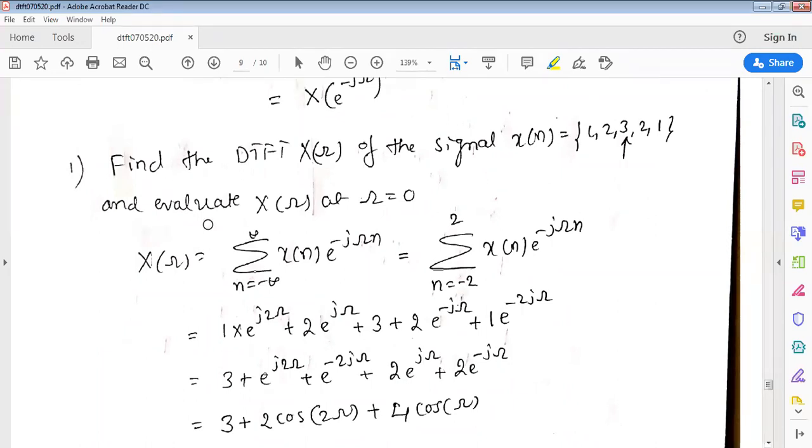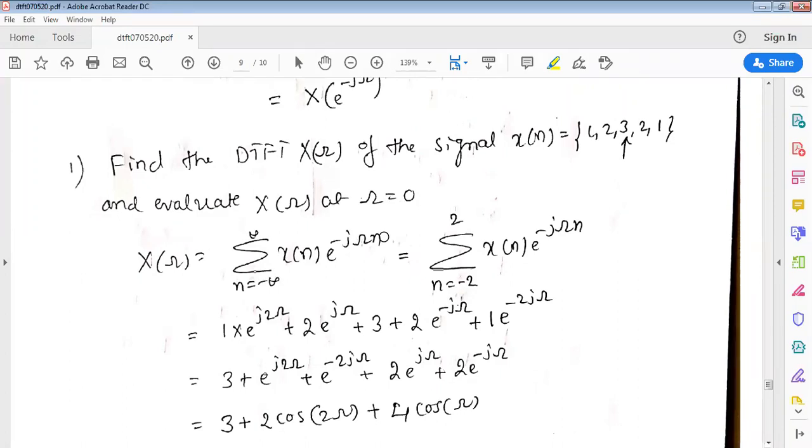Now what he is asking, evaluate x of omega at omega equal to 0. Now what are the limits of this one? So first I'll write x of omega is equal to summation n equal to minus infinity to plus infinity x of n into e power minus j omega n. Now, what is the limit of your summation? Minus 2 to plus 2. Why it is minus 2?